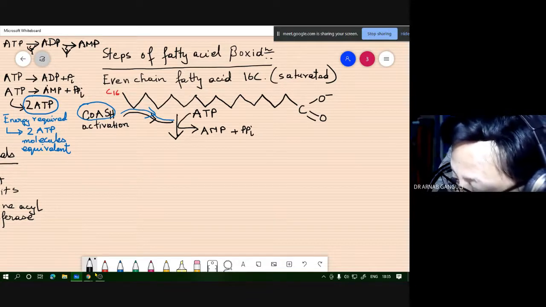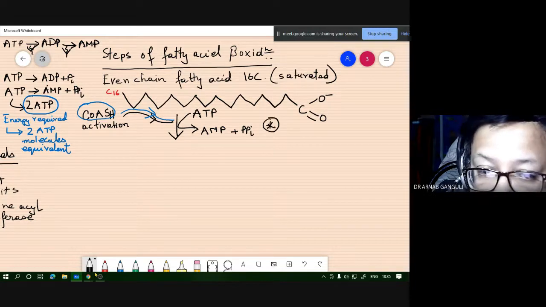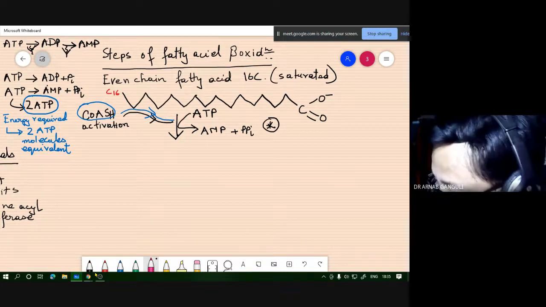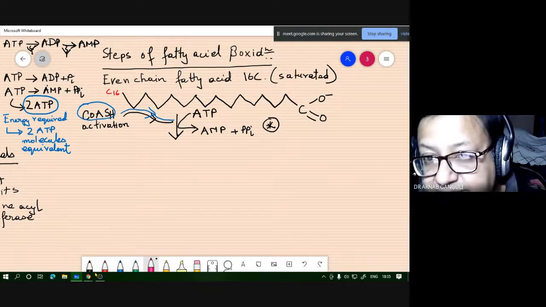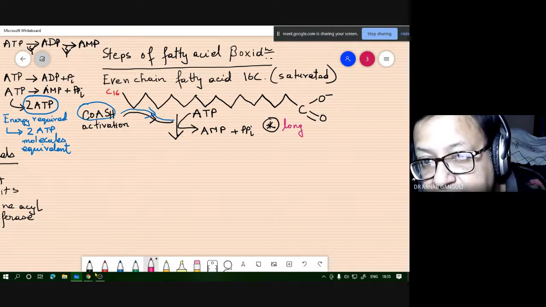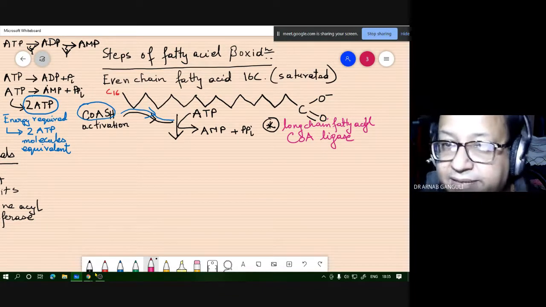Now we go to the next step. The enzyme which is needed in this step is, I'm writing the enzyme in magenta, long chain fatty acyl CoA ligase. This is the enzyme which does the conversion.